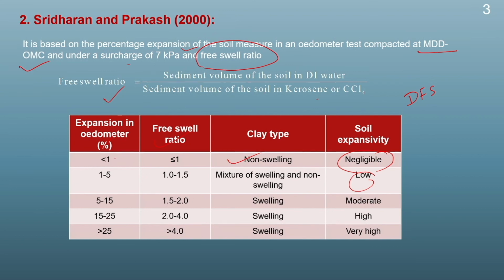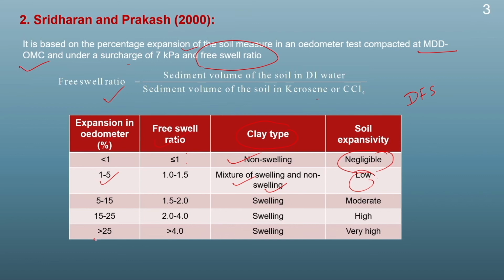If the swelling potential which is measured in the odometer test is less than 1% or the free swell ratio is less than or equal to 1, the soil can be termed as non-swelling soil and the expansivity of the soil will be negligible. If the swelling potential is in between 1 to 5% or the free swell ratio between 1.0 to 1.5, then the type of clay present in the soil can be a mixture of swelling and non-swelling soil and the expansivity can be termed as low.